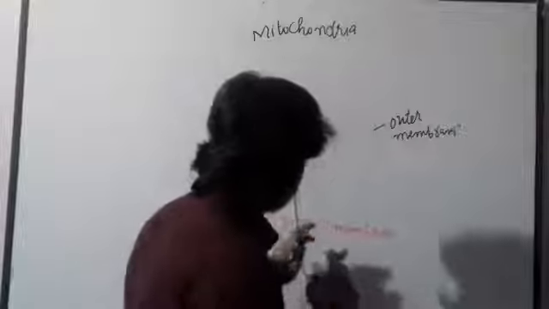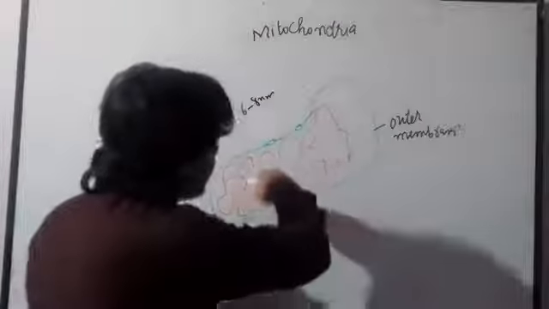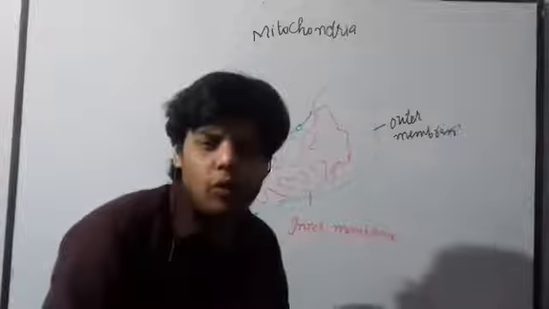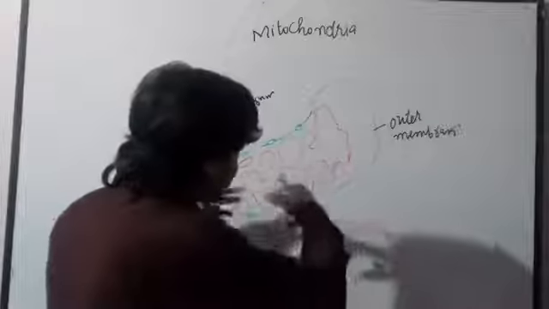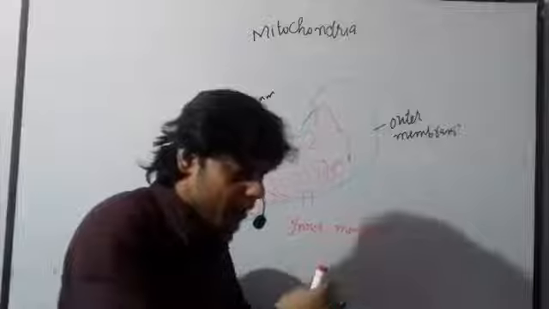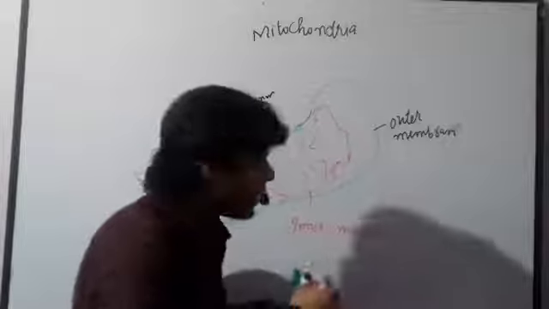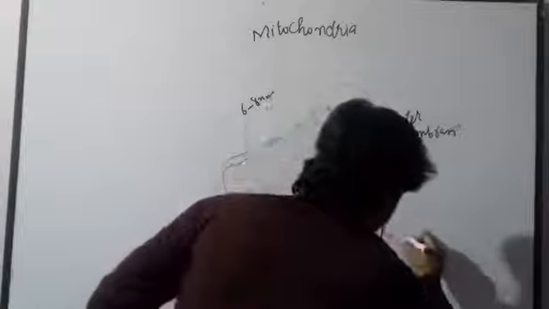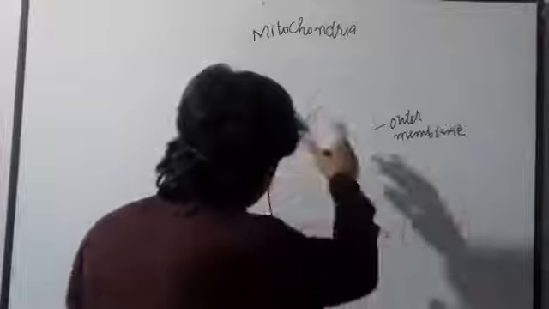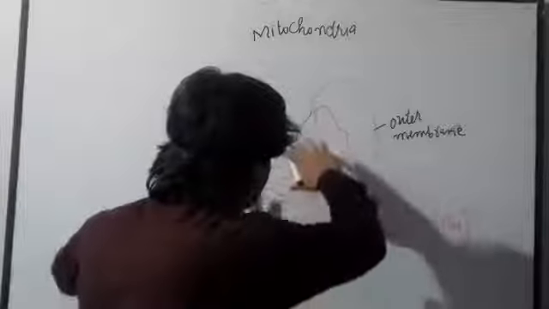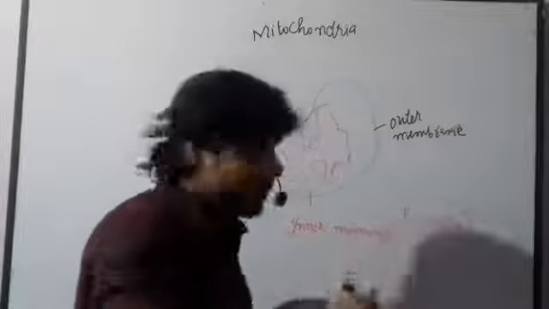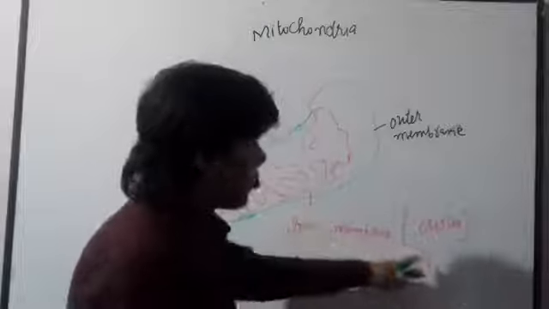Now this inner membrane is in an irregular form, arranged in a way that makes a structure which we call cristae. So this inner membrane is also called cristae. The inner membrane folds and arranges, fusing and folding together, and makes a structure that we also call cristae.